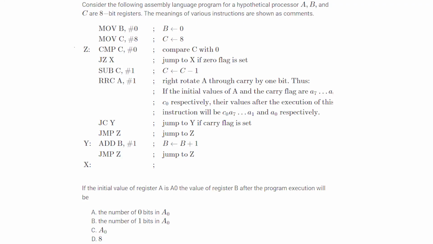Consider the following assembly language program for a hypothetical processor. A, B and C are 8-bit registers. The meaning of various instructions are shown as comments. So you are given some code and next they are asking, if the initial value of register A is A0, the value of B after the program execution will be. Let's see. We are given this code.